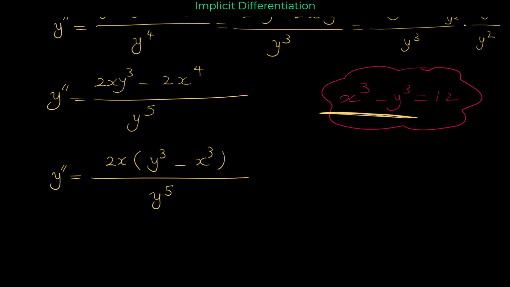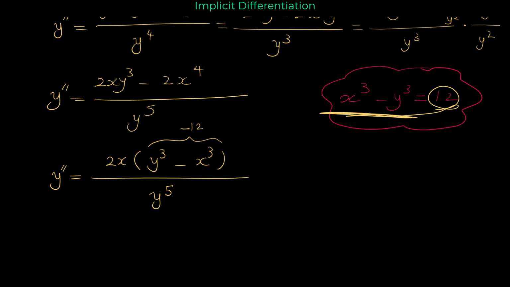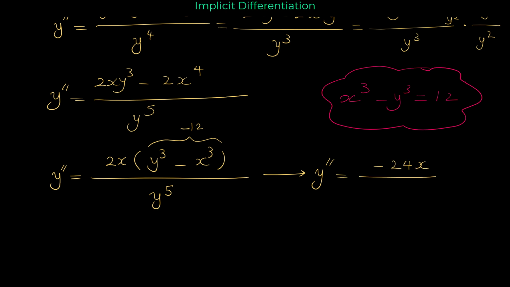X to the 3 minus y to the 3 is 12. So y to the 3 minus x to the 3 is negative 12. If you multiply this by a negative, you get this, so you have to multiply this also by a negative. So because x to the 3 minus y to the 3 is 12, y to the 3 minus x to the 3 is negative 12. And so if we replace the bracket with negative 12, we can write our answer in this form as well. So y double prime equals negative 24x over y to the 5.